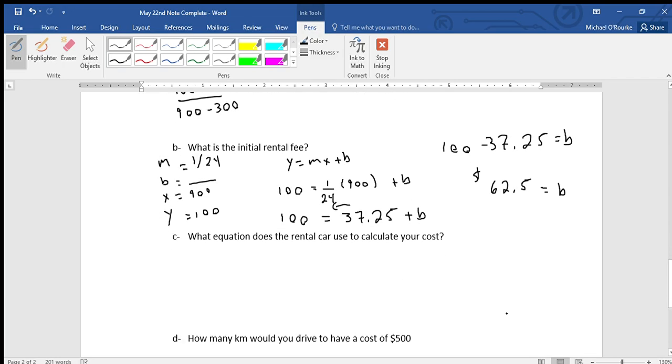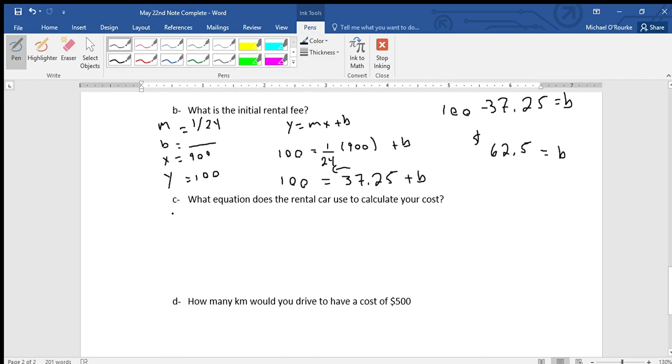So let's write the equation. The equation was cost and distance, right? So distance was my x value and cost is my y value. So cost equals 1 over 24 d plus 62.5. There's my equation for the cost.